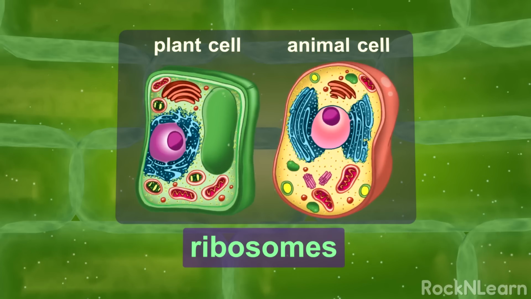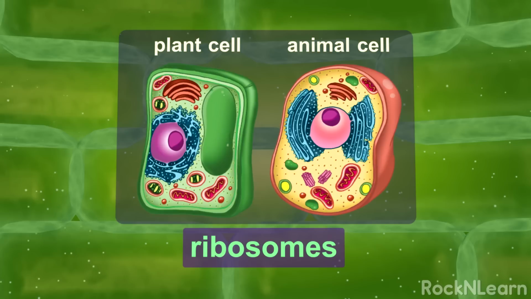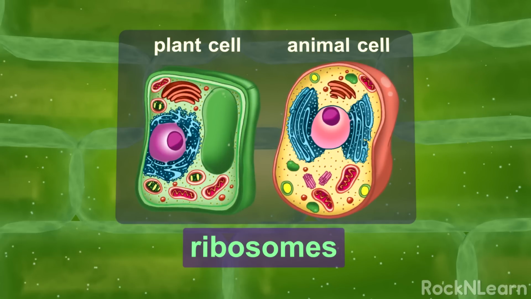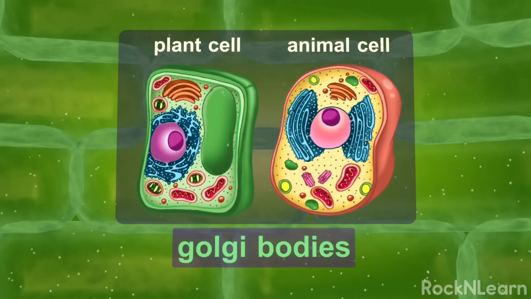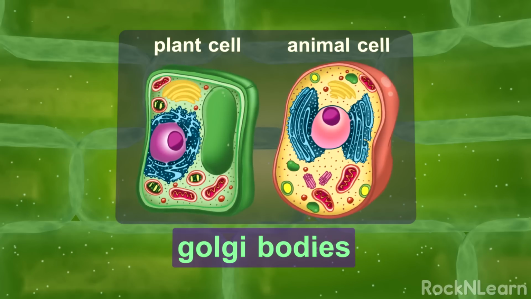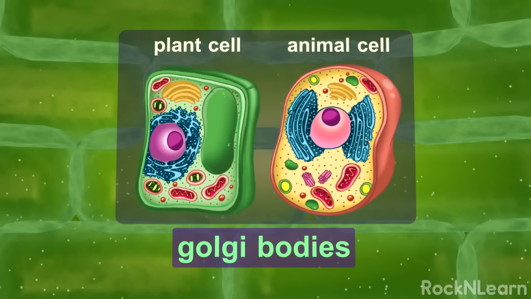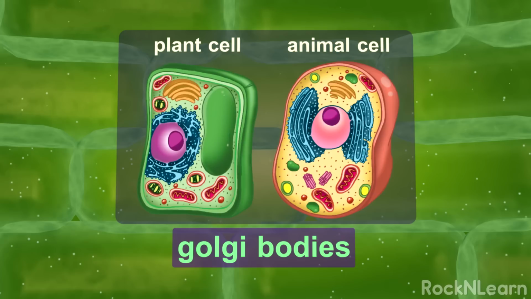Both plant and animal cells have ribosomes. Ribosomes are important because they help put proteins together. The Golgi bodies take the proteins that the ribosomes make and package them so they are easier to move.